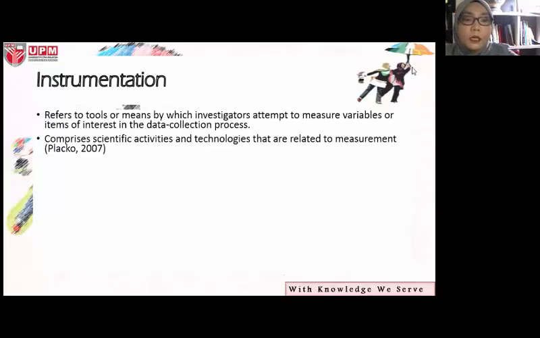So instrumentation refers to tools or means by which investigators attempt to measure variables or items of interest in the data collection process. So the instrument is related to the tools that you are going to use for data collection purposes.